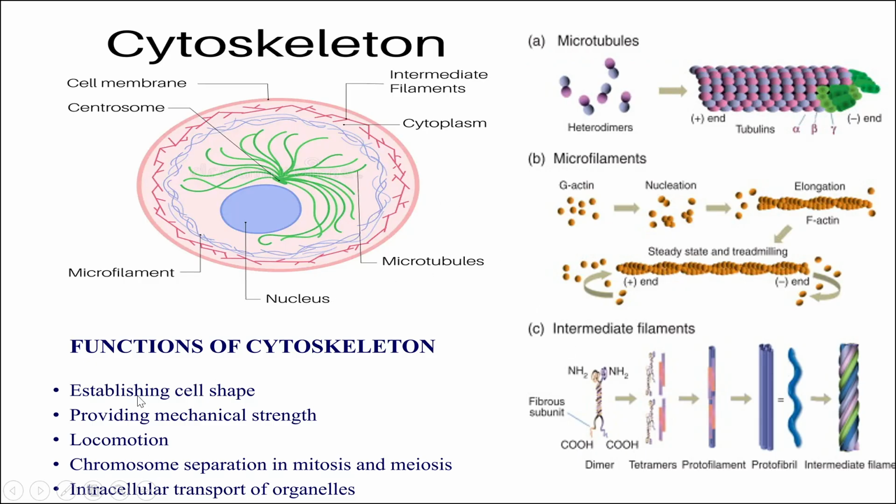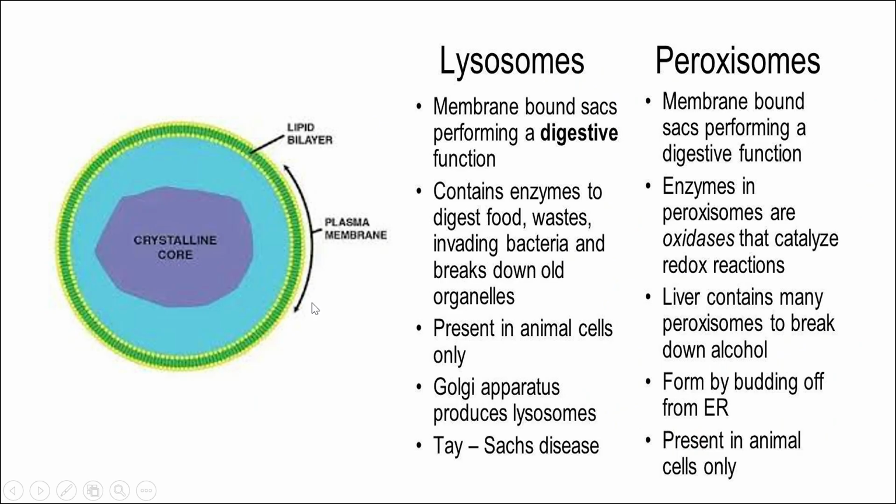Cytoskeleton. This establishes the cell shape, providing mechanical strength, locomotion, chromosome separation in mitosis and meiosis, and intracellular transport of organelles. These include microtubules, microfilaments, centrosome, intermediate filaments and so on. All these together form the cytoskeleton of a cell that gives a base structure to the cell.